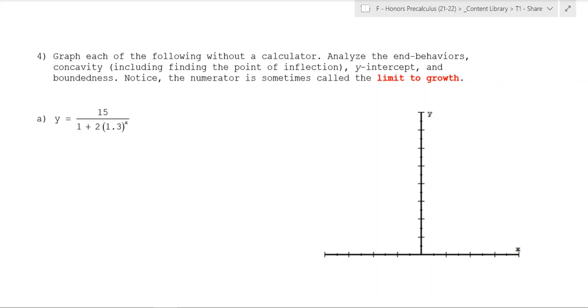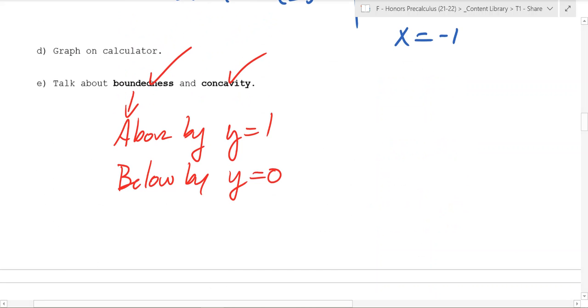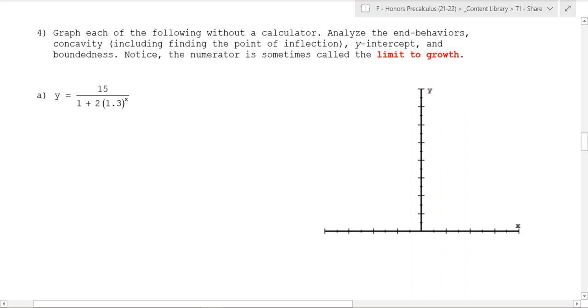You will be able to check them with your calculator, and it notes up here, I think you need to graph it on your calculator. You can check that. Please know how to do it on your calculator, please. But we need to know how to do this by hand.